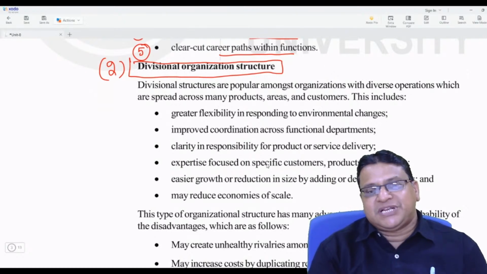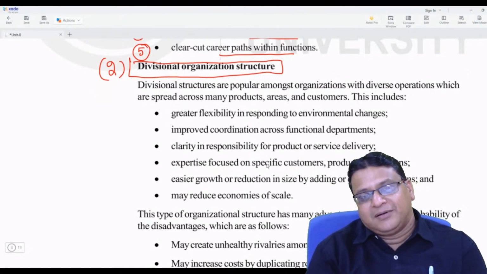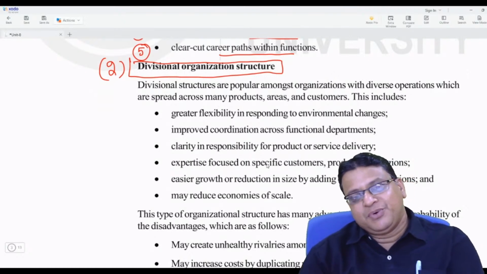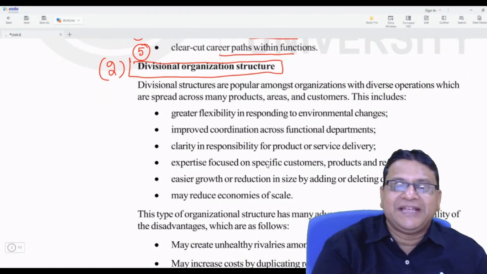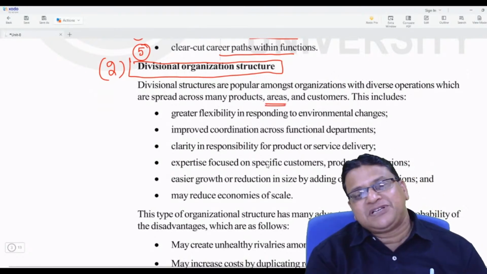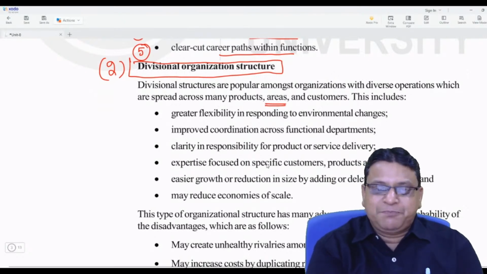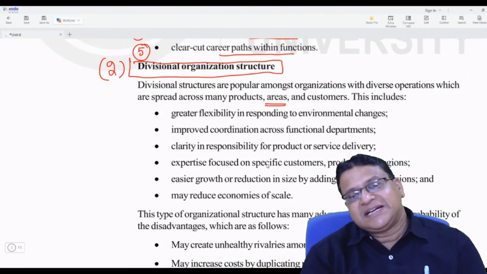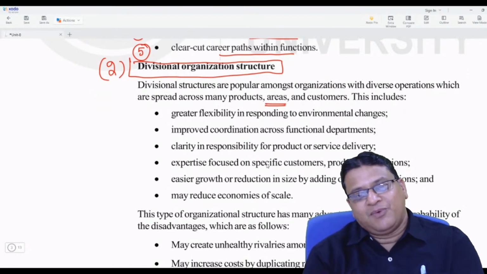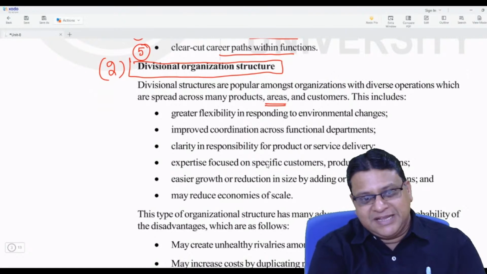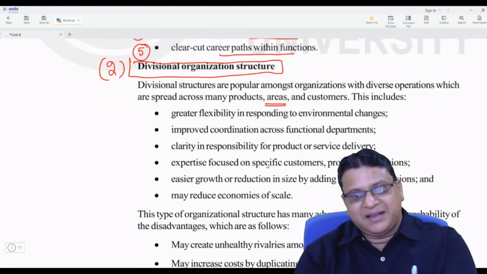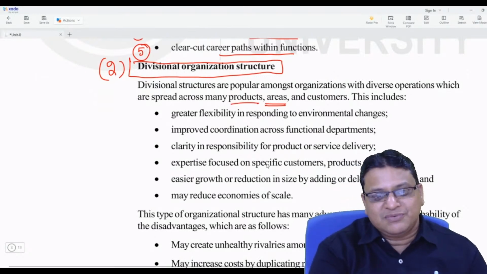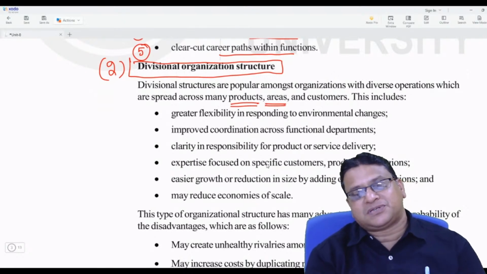Let's take an example. You set up one particular company for Indian operations: Pepsi India, Pepsi USA, Pepsi UK. Here, a clear-cut division is made on the basis of area. There can be a clear-cut division on the basis of products. FMCG product, one division; retail segment, one division. Reliance Jio telecom, Reliance Retail, Reliance Petrochemicals. Here, the organization is divided on the basis of products.